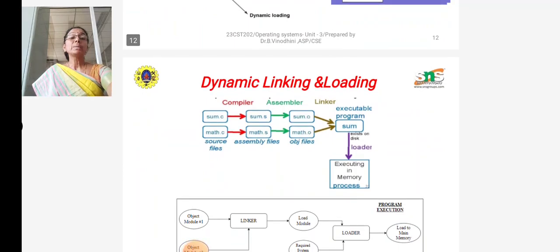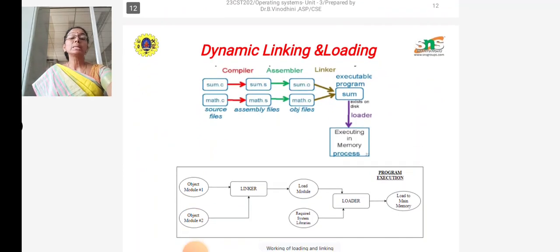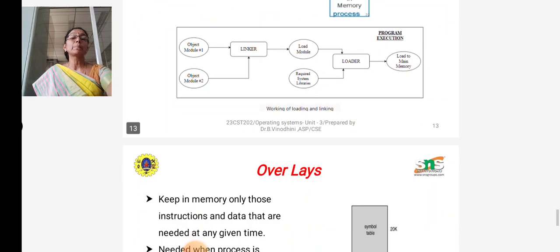So this is dynamic linking and loading. The linker collects the object modules and the object libraries and combines them into one program. That one program goes to the loader. That loader loads the program into the physical memory.